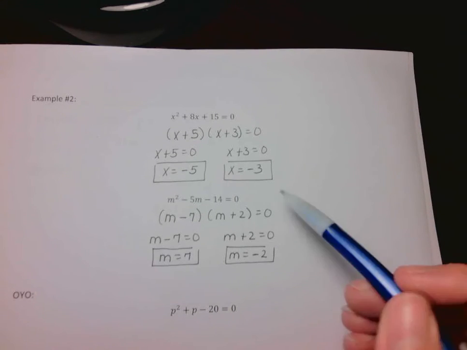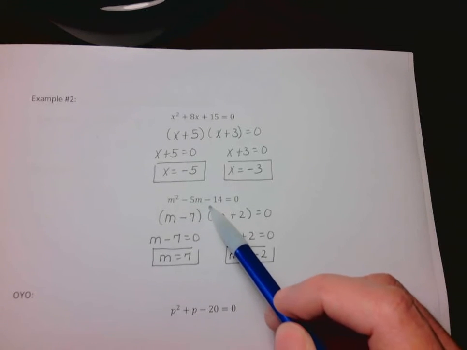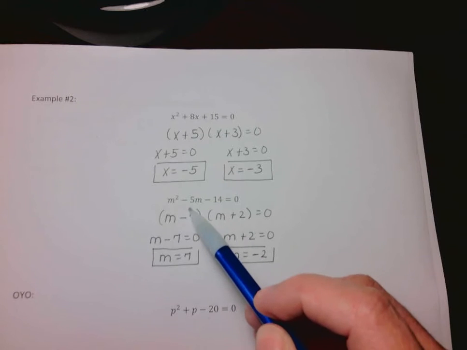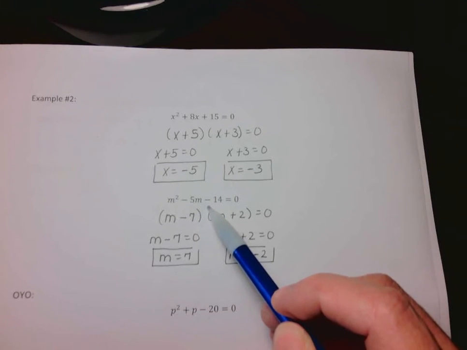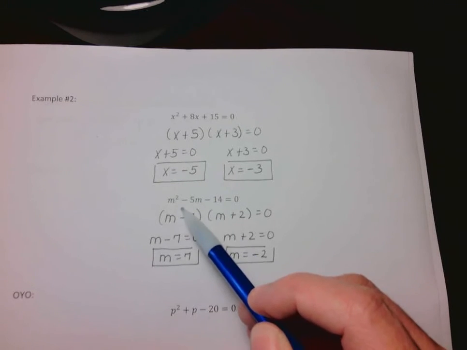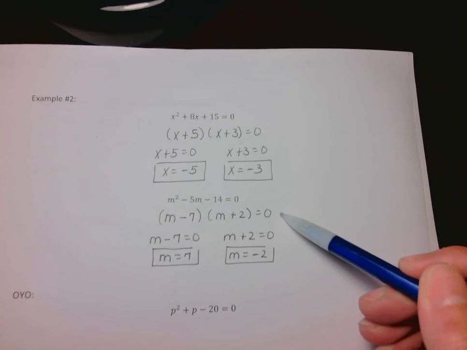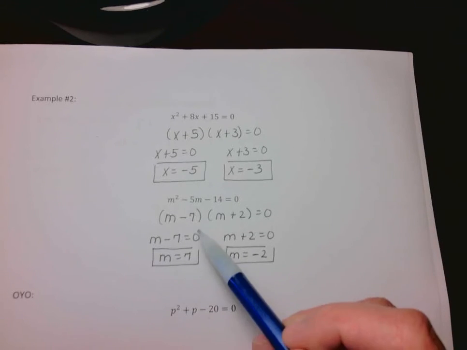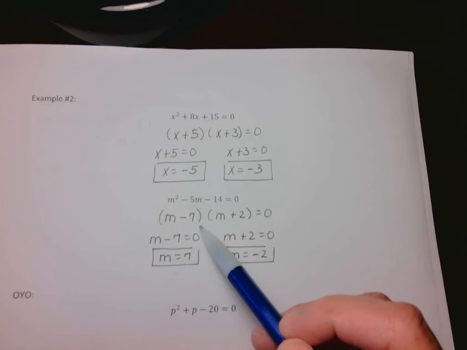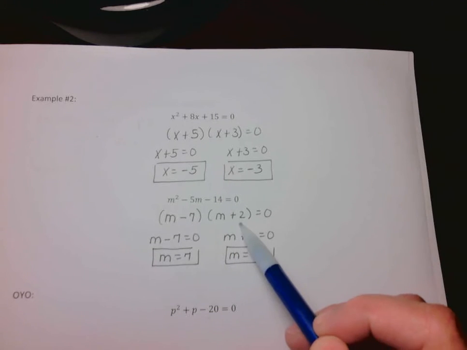Let me just review how to factor this. Remember to read the signs. You're asking yourself, what are the factors of -14 that add up to -5? And think about what the signs are telling us. The signs of my factors are going to be different, and my larger one must be negative. So the factors are -7 and 2. The factors of -14 that add up to -5 are -7 and 2.